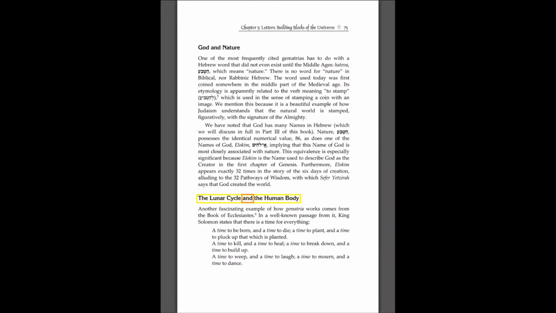The lunar cycle and the human body. Another fascinating example of how gematria works comes from the book of Ecclesiastes. In a well-known passage from it, King Solomon states that there is a time for everything, a time to be born, and a time to die, a time to plant, and a time to pluck up that which is planted, a time to kill, and a time to heal, a time to break down, and a time to build up, a time to weep, and a time to laugh, a time to mourn, and a time to dance.